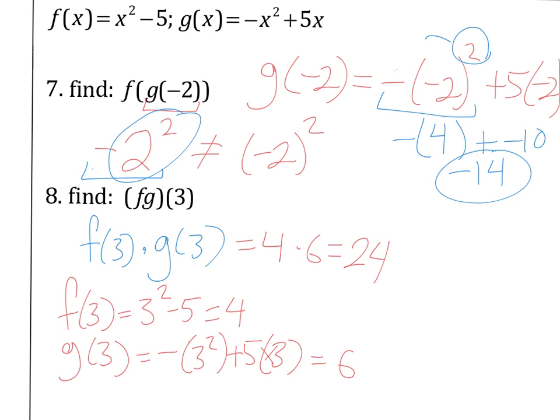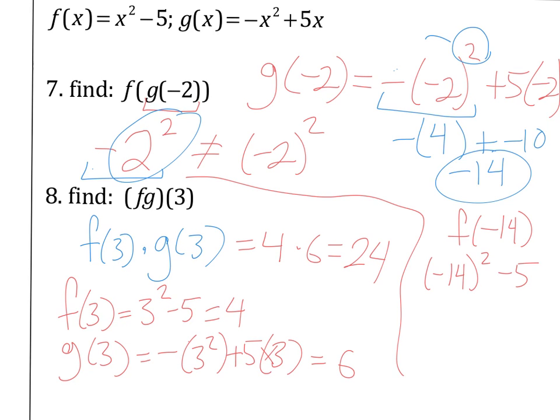And if anybody noticed that I did not actually finish my first problem, I'm going to go back and finish number 7 now. So if g of negative 2 is negative 14, now I've got to find f of negative 14. All right, well, negative 14 squared minus 5. Negative 14 squared is going to be positive 196. Minus 5 is 191. That's a terrible answer. That's not much better.